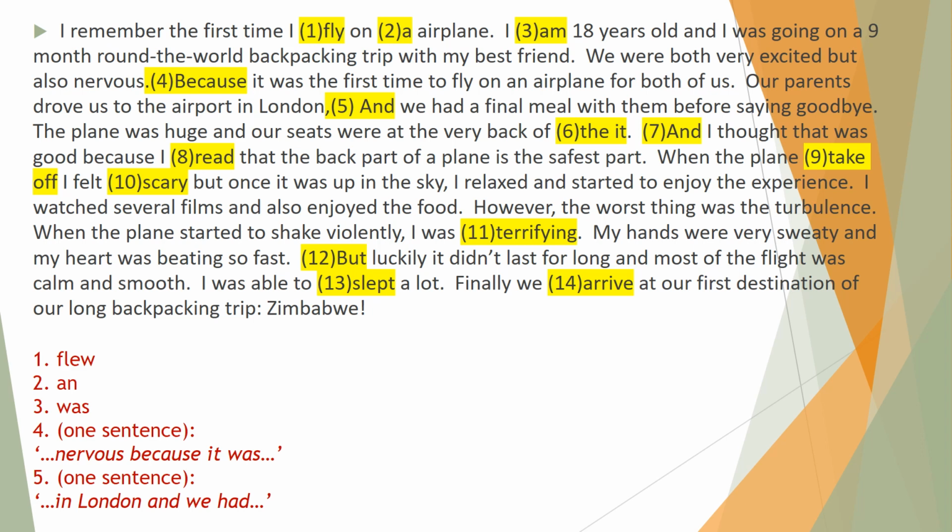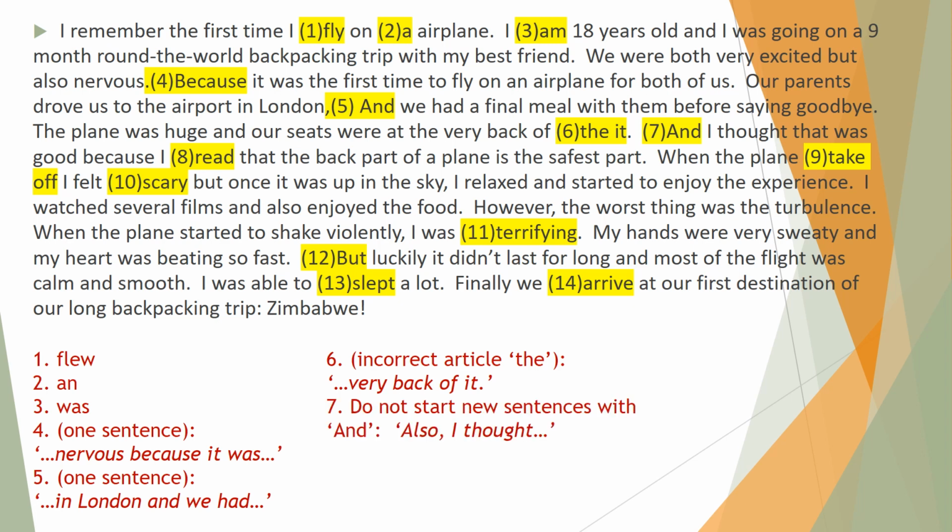The plane was huge and our seats were at the very back of the it. Incorrect article the. In this sentence, we don't need the, just the very back of it. So there is an incorrect article. Number 7, don't start a new sentence with and. You can use also in this case. Also, comma, I thought that was good because I read.